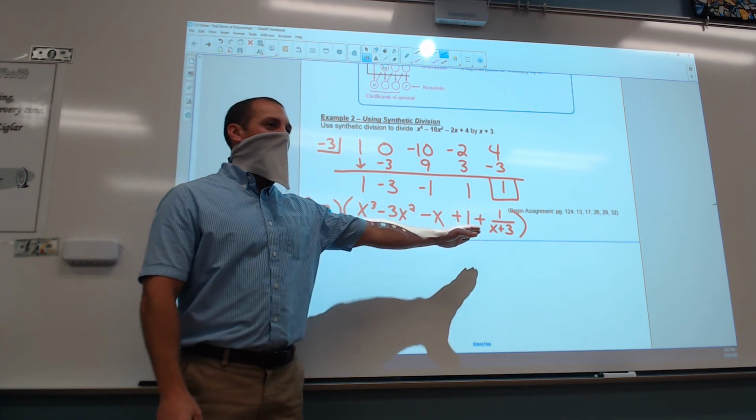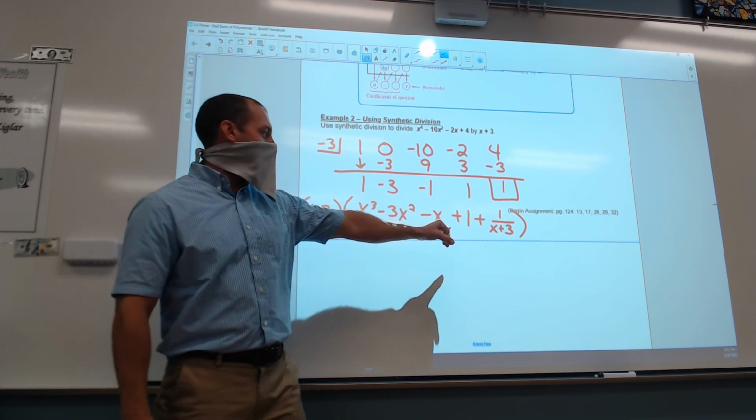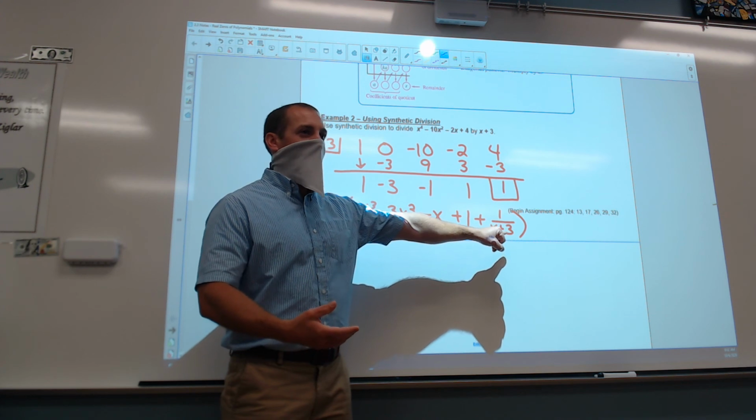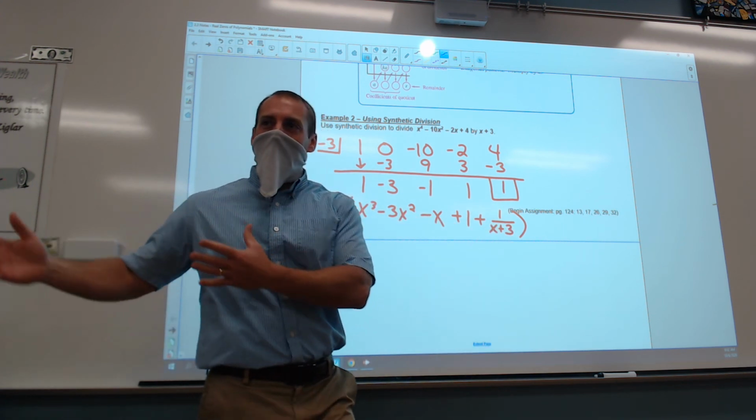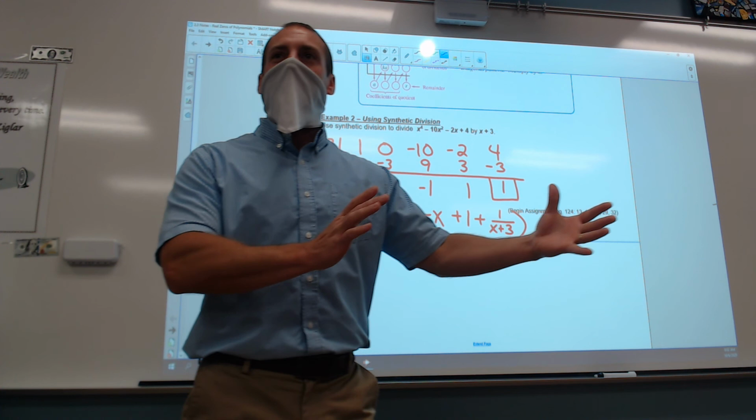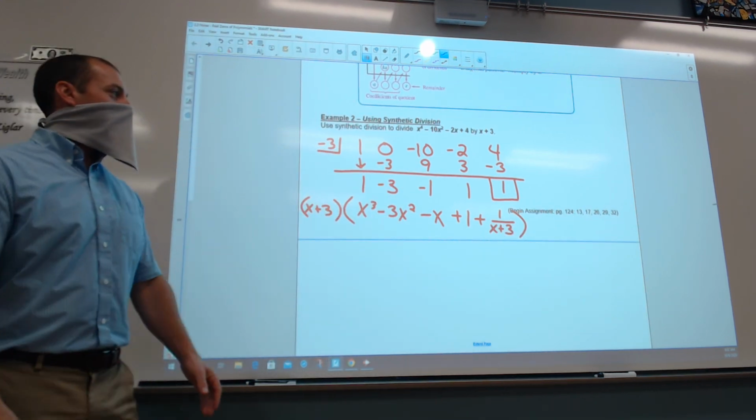Now that's ugly, and it didn't really help us simplify it because it didn't go in evenly. Everybody okay with that? I mean, ideally, we would like it to go in evenly so it actually simplifies it for us, but this one just didn't go in evenly.